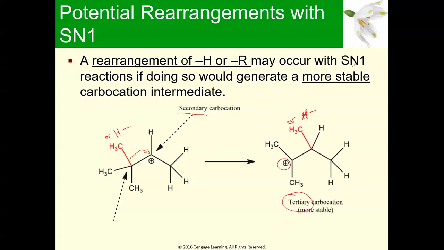So that's another situation where you could get an SN1 mechanism, but it's not readily apparent because the immediate carbocation formed would be secondary, but you could get a hydride shift or an alkyl shift to generate the tertiary carbocation. So that's fair game now. Be on the lookout for that.